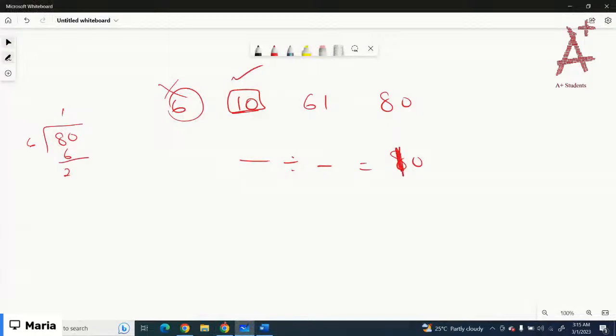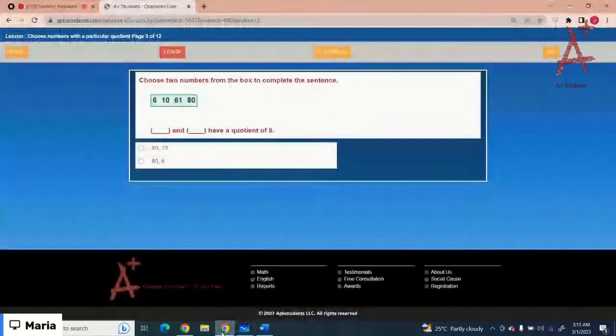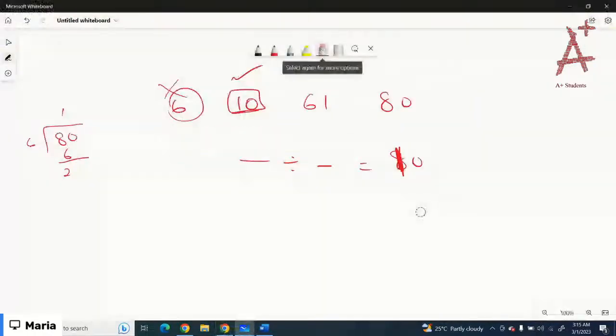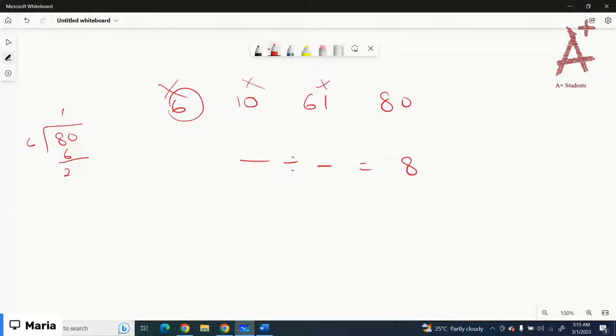Dash and dash have a quotient of 8. Sorry, not 80, 8. Okay, 10. You cannot divide 8 by 10. Got it? Just look at the 61. Can you divide 61 by 8? No. These are all not the factors of 80. Just look at the 80. Is 80 a factor of 8?